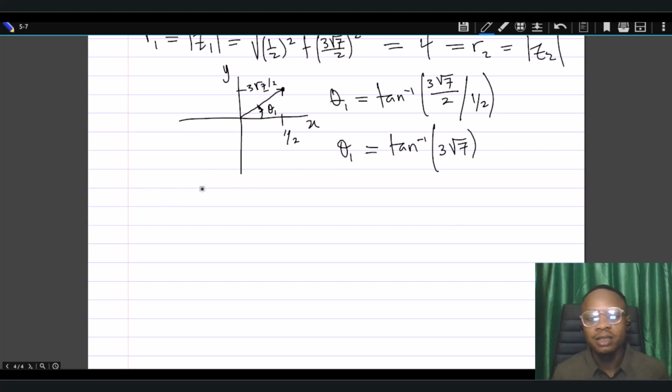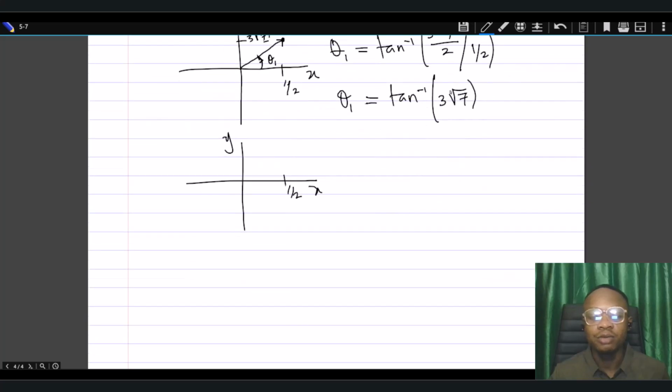And what is the next thing? We want to get the argument for the second one. It's going to be similar to this for Z2. We have this is the real line, this is the imaginary line. Okay, we could have shown everything here, but of course, no problem. So this is 1 over 2, and the other one is minus 3 root 7 over 2. So minus 3 root 7 over 2 will be here. So the angle will be the same, the only difference being that this is going to be negative. So this is going to be theta 2, negative because it is taking clockwise this time around.